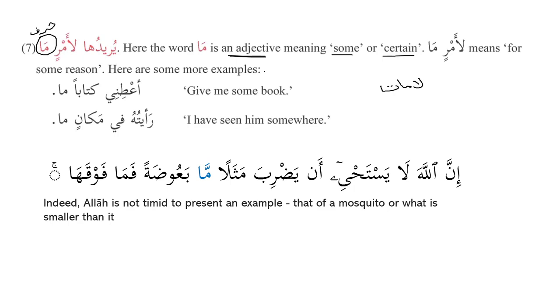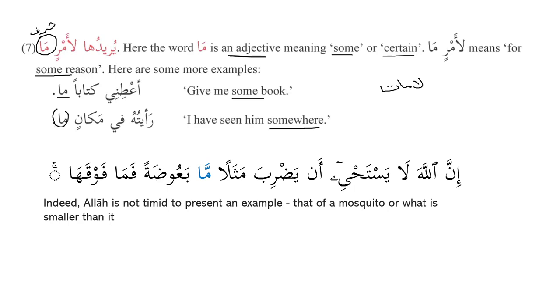So here, yuriduha li amrin ma. Here it means for some reason. He wants her for some reason. And here are some more examples. أعطني كتابا ما. Give me some book, or give me some books. And رأيته في مكان ما. I have seen him somewhere. So here ma is a common noun as we can see, and it is used as an adjective.